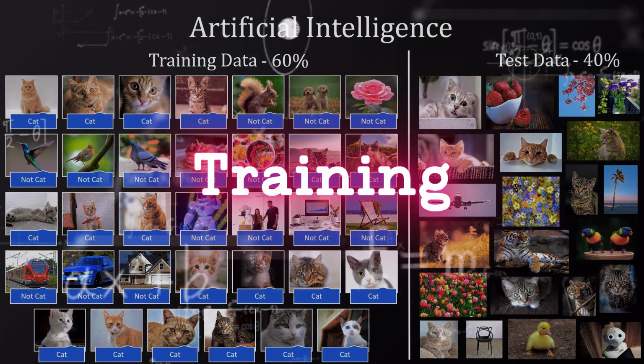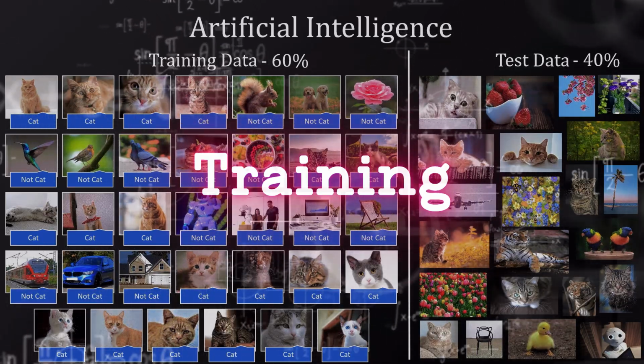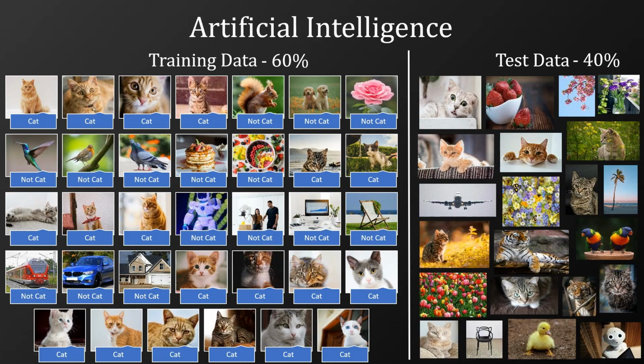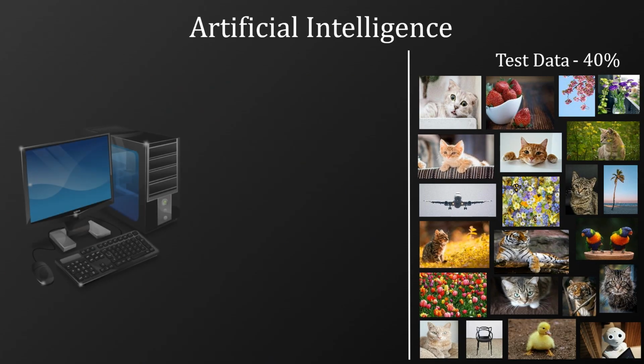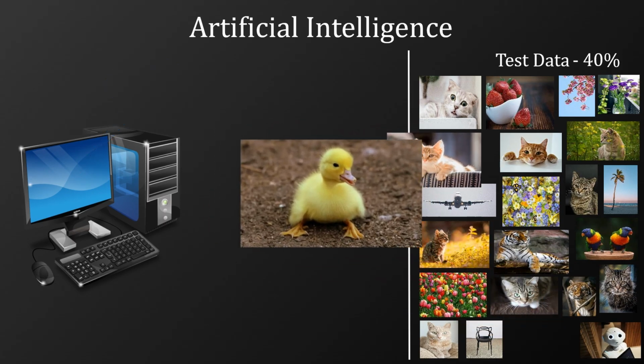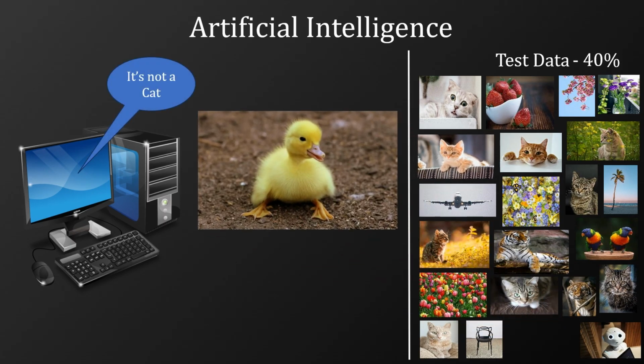Complex mathematical formulas are used during training to identify patterns in the data. After the training, the test data is used to check if the AI has learned it correctly. You show it a new picture it hasn't seen during training, and it tries to guess if it's a cat or not. This helps to measure how well the AI performs.